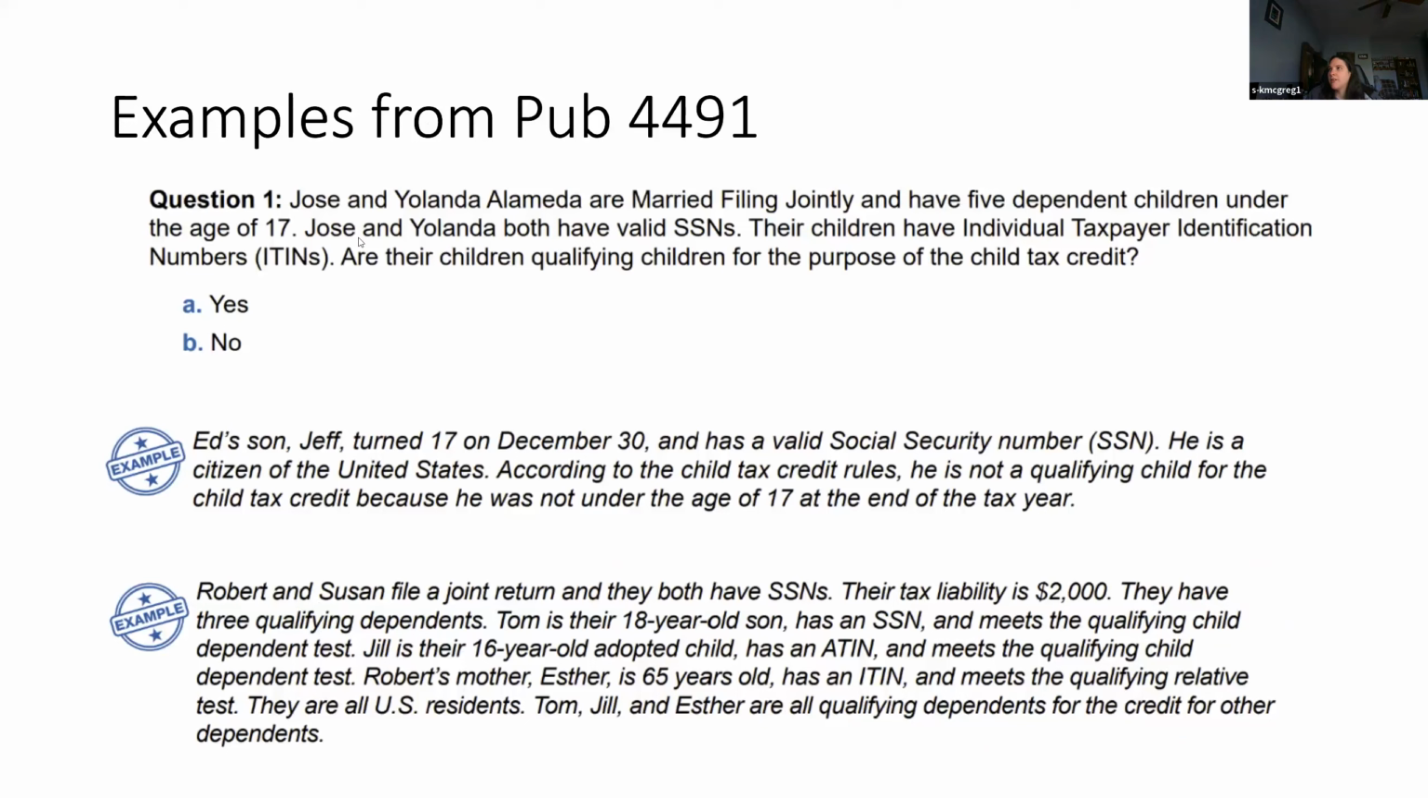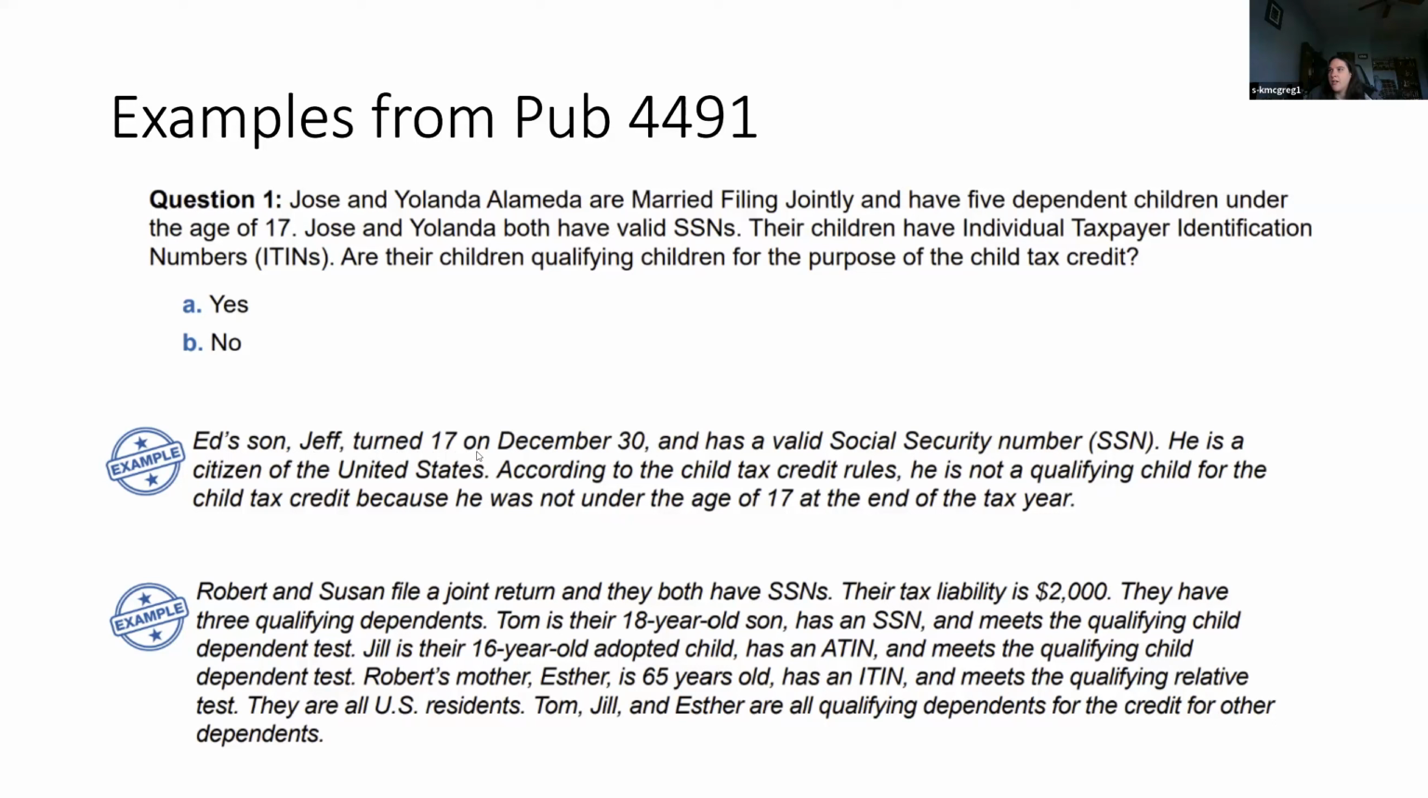So we have a couple of other examples. Jose and Yolanda Almeida are filing joint. They have 5 children under 17. Jose and Yolanda have social security numbers. Their children have ITIN numbers. Can their children be qualified for child tax credit? That would be no, because the children have ITIN numbers. So in this case, for child tax credit, it doesn't really matter what the parents have. It matters what the children have. The children have to have social security numbers for them to take it.